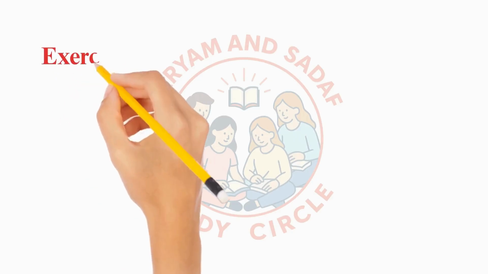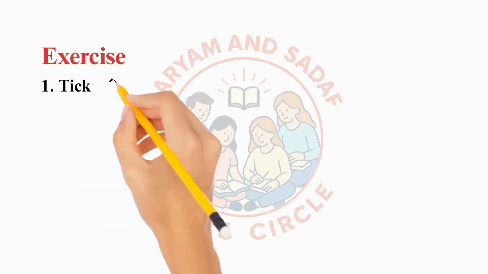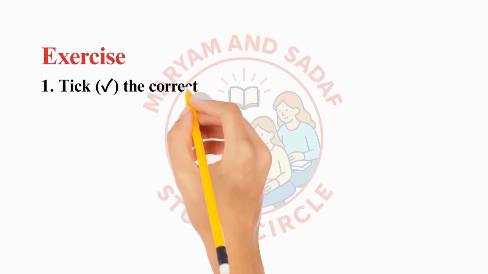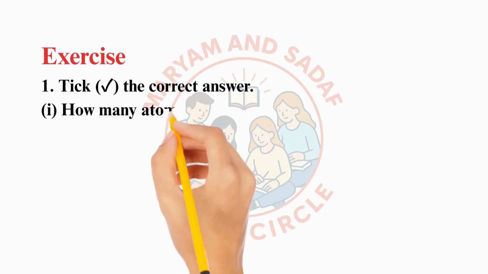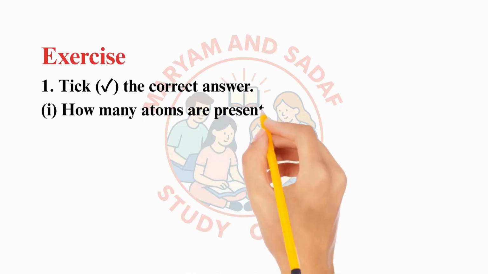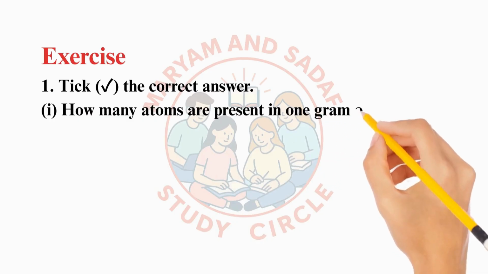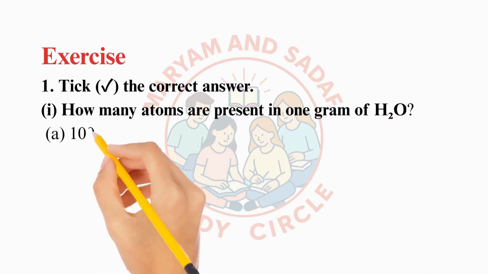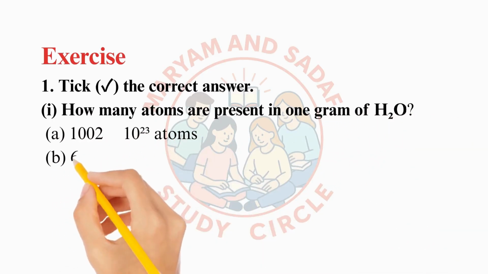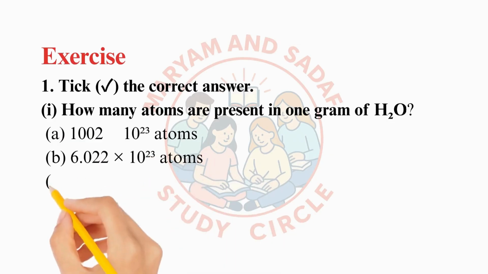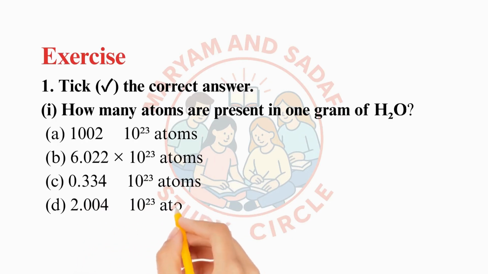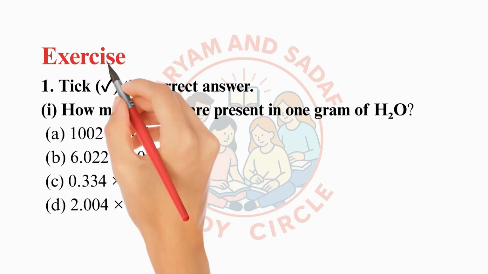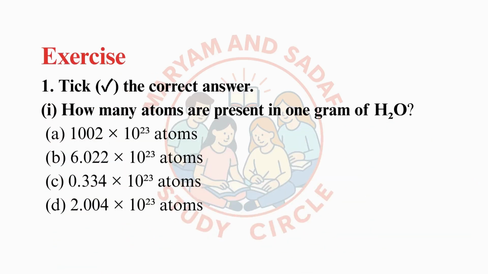Exercise: tick the correct answer. How many atoms are present in 1 gram of H2O? A. 1000.2 times 10 to the 23rd atoms. B. 6.022 times 10 to the 23rd atoms. C. 0.334 times 10 to the 23rd atoms. D. 2.004 times 10 to the 23rd atoms.